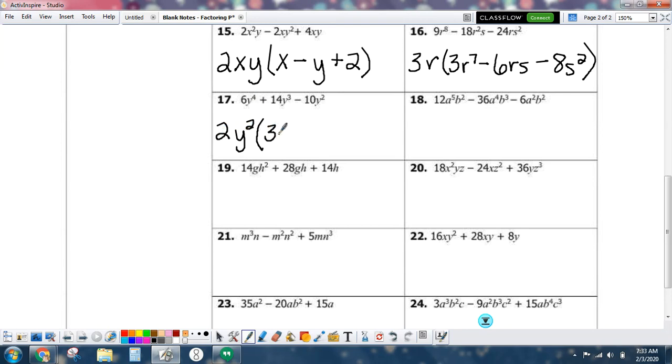4 minus 2 is 2. 14 divided by 2 is 7. 3 minus 2 is 1. And then negative 10 divided by 2 is negative 5. And 2 minus 2 is 0. So that's equal to 1, so I leave it like that. Right, so now you're going to try the rest on this page.